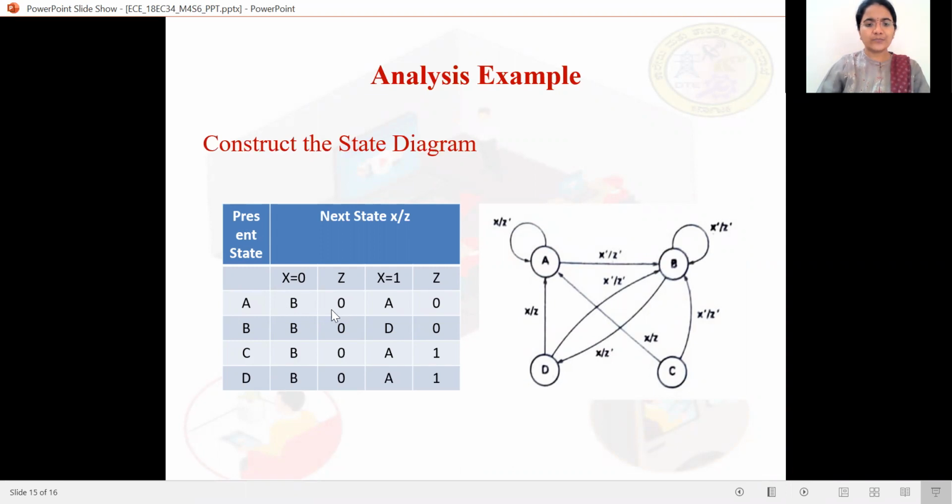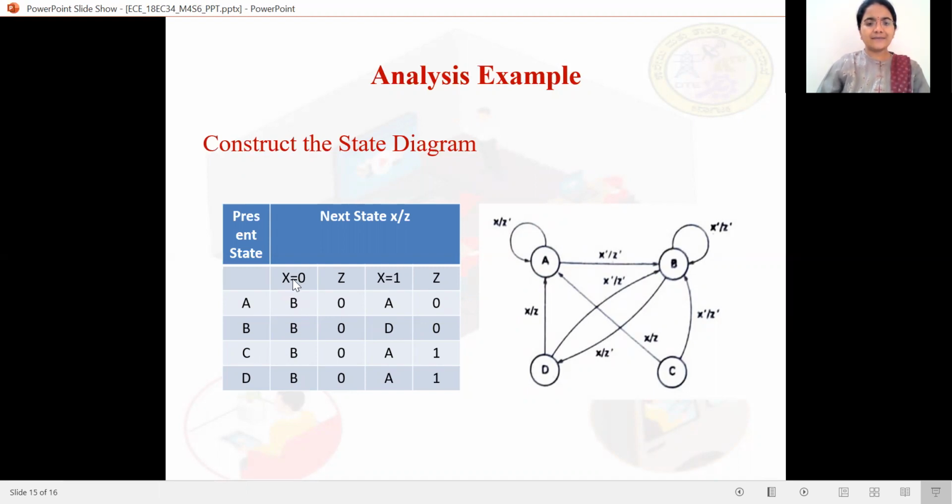Output is 0. And when it is in state B and x is equal to 0, it will be in the same state B. What is the output? Output is 0. When it is in state C and x is equal to 0, it goes to state B, and the output is 0. When it is in state D and the input is 0, it goes to state B, and the output is 0.